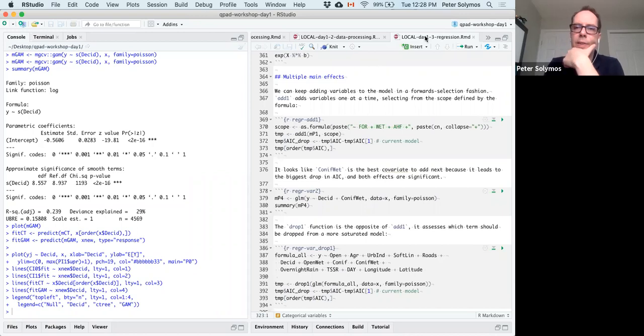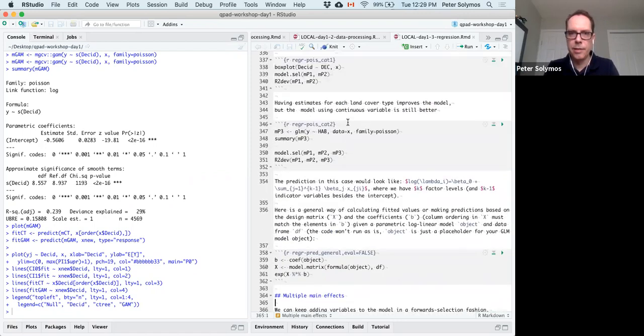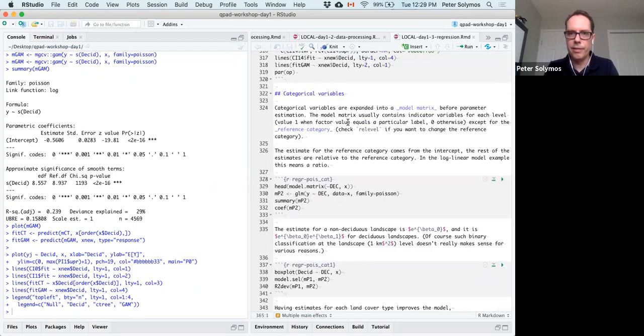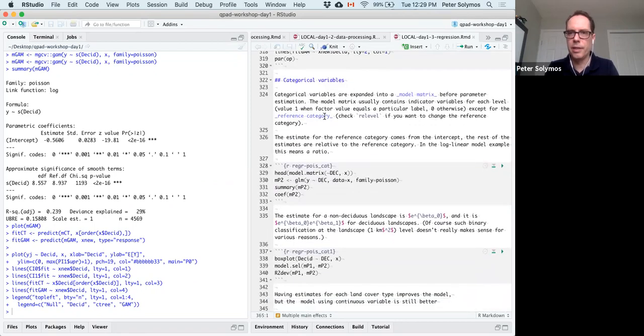So we've looked so far at a single main effect that was a continuous variable between 0 and 1. Another type of covariate which we might have is a categorical one.